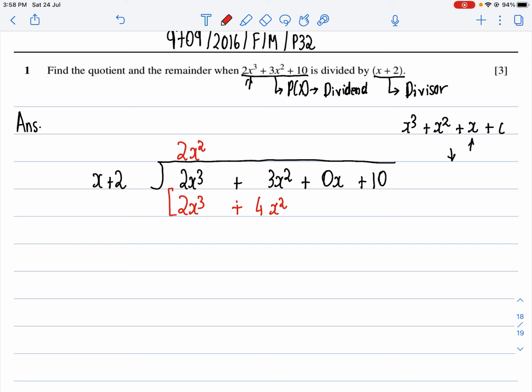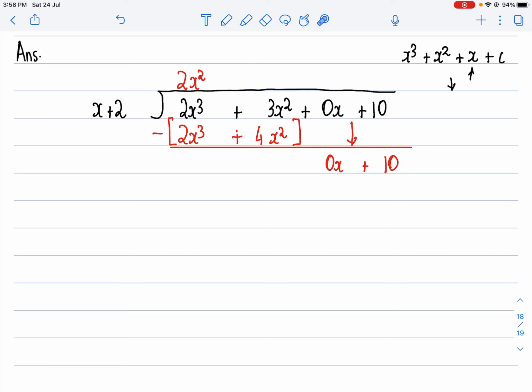Now I can multiply this full thing by negative. Correct? And I can make a line something like this. Okay, and I can get 0x plus 10 down. Now, when I take the negative inside the bracket, I'll get 2x cube minus 2x cube, which will simply cancel out. Now, I'll basically get negative and plus, which will become negative. So I'll simply get 3x square minus 4x square, which basically gives me minus x square. Correct? Plus 0x plus 10.